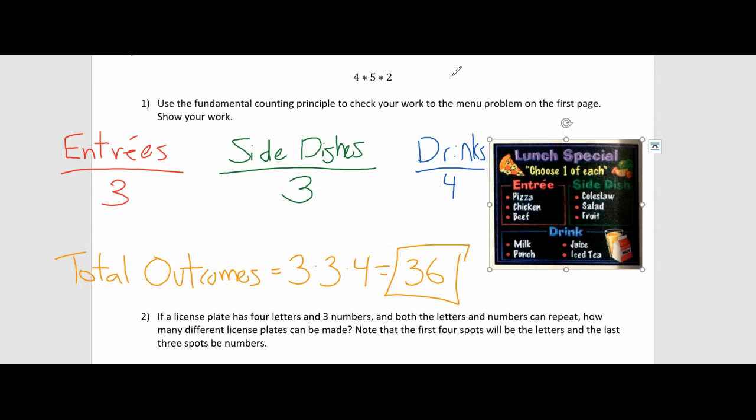Right, if the number of entrees was 10, side dishes was 10, drinks was 15, well, you'd be here all day drawing a tree diagram, and then you'd have to count them, make sure you didn't leave anything out, etc. But it would be much easier just to do 10 times 10 times 15. Right, so the fundamental counting principle makes life a lot easier. You just need to identify the total number of outcomes for each event and multiply them all together.